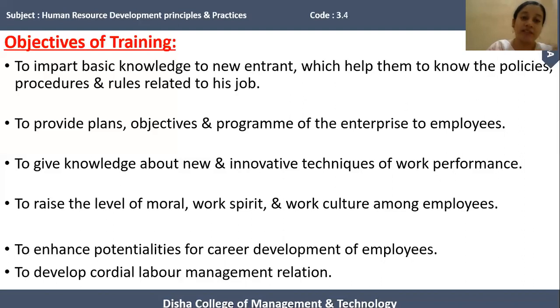So training's main intention is to provide basic knowledge to the new entrant, which helps them to know the company's policies, procedures and rules related to the job. And after getting training, the newly appointed employee can work more comfortably with the organizational task. The second objective of training is to provide plans, objectives and programs of the enterprise to the employees.